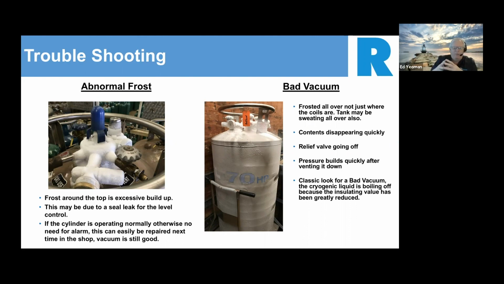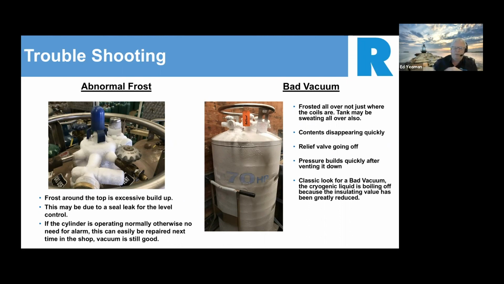The figure on the right-hand side is what I'd consider a classic broken vacuum. The vacuum in that annular space is what holds the insulating value of the cylinder. When that vacuum is lost, it's as if that cylinder has that minus 400-degree cryogenic liquid in a pail. It is just boiling off like crazy. The cylinder will build a lot of pressure. It's liable to be clammy or frosted all over like that cylinder is.